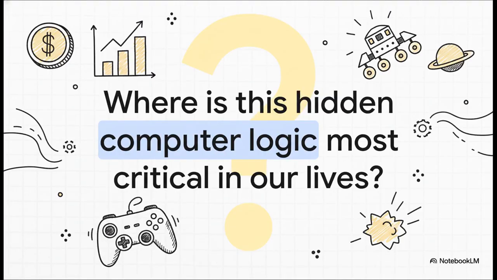We've just pulled back the curtain on a little secret about how computers think about numbers. But this isn't just a programming puzzle, right? This is all about controlling precision. So think about it. Where is this hidden logic the most critical in our lives? Is it in the software that calculates the interest on your mortgage? The physics engine that makes your favorite video game feel real? Or maybe the guidance system for a rocket heading to Mars? Where does this stuff matter most?